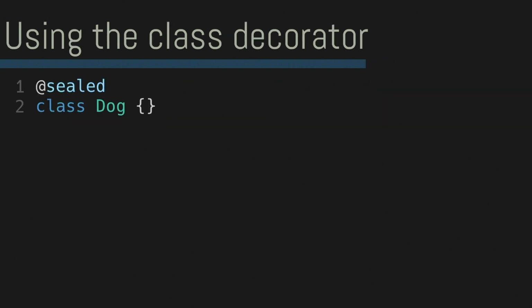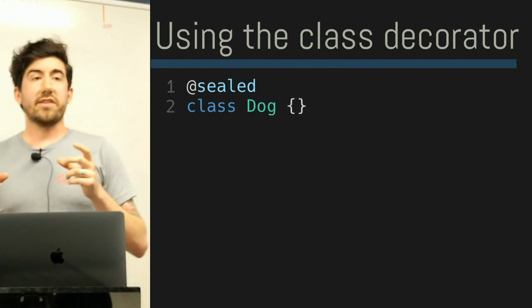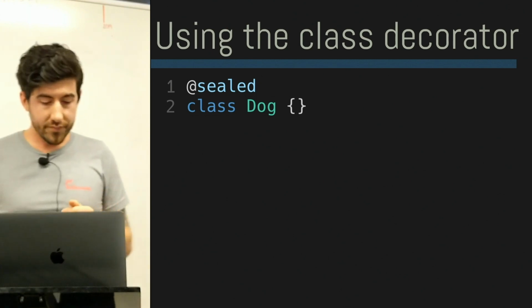To use it, you simply use that @ symbol and then call your function. So @sealed on this class, Dog. Every time we make a dog now, that object is going to be sealed and we can't extend it.